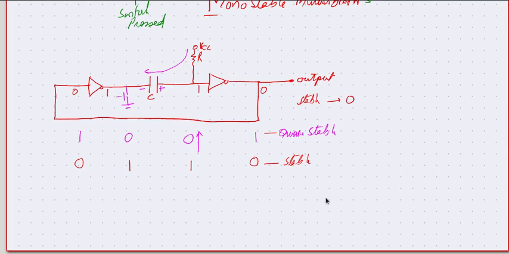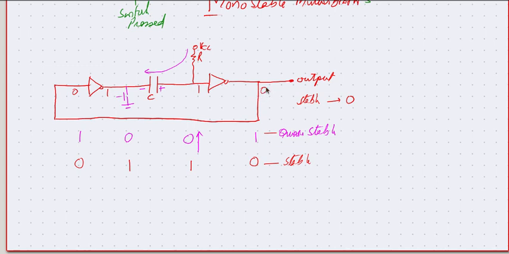Hi friends, continuing our discussion on monostable multivibrators, let us see one more model of monostable multivibrator. In this case, the output is taken from the second stage instead of the first stage as we have done in the previous case, and we want a stable state to be zero.